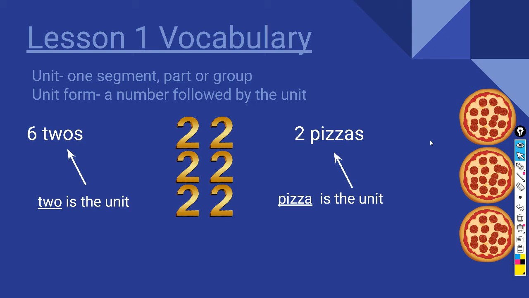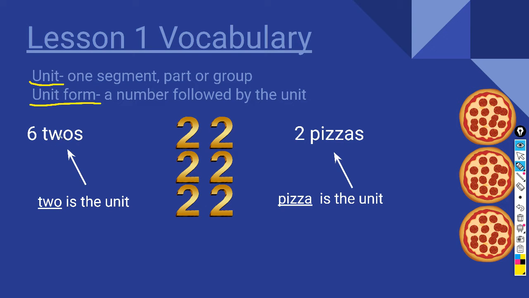Okay, here's another vocabulary term. Unit, which is one segment, part, or group, and unit form, which is a number followed by the unit. So here's 2 examples to help us describe that. We have 6 twos, and if you look at our picture over here, we do have 1, 2, 3, 4, 5, 6 twos. So 6 is just the number, but twos is actually the unit, okay? It's the part, okay? So 2 is the unit, and the way we write that out in unit form is 6 twos. So that means it's the number followed by the unit, and we write the unit out in words.